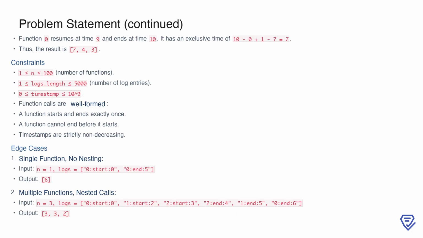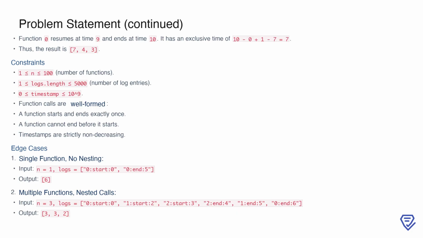Function 0, which was paused during the execution of functions 1 and 2, resumes after they finish. Its total exclusive time is derived from the time it was active, minus any time spent in nested calls. Similarly, function 1 calculates its exclusive time by subtracting the time spent in its nested call to function 2. Function 2, on the other hand, has no further nested calls, so its exclusive time is simply the duration it was active. The constraints provided ensure that all function calls are well formed, meaning each function starts and ends exactly once, and timestamps are always in order.